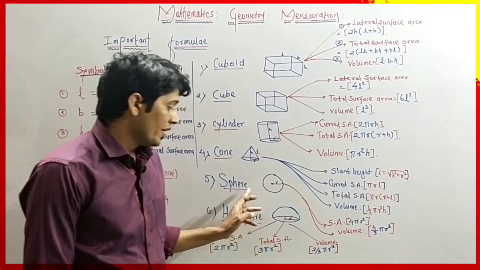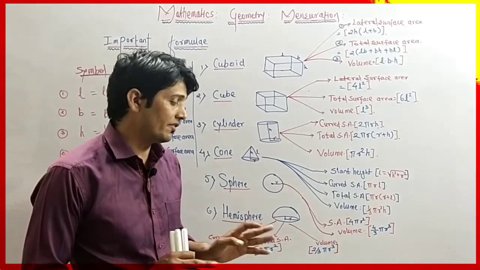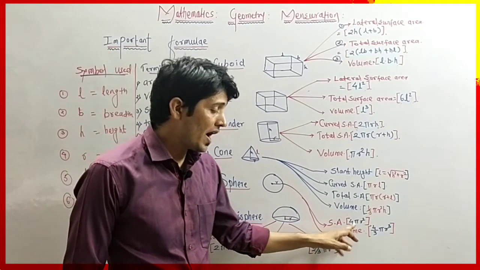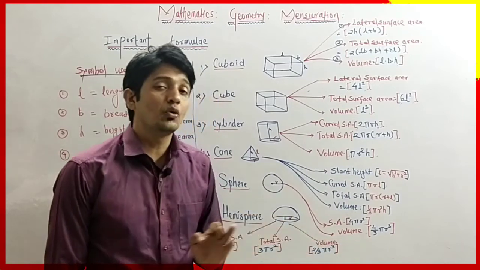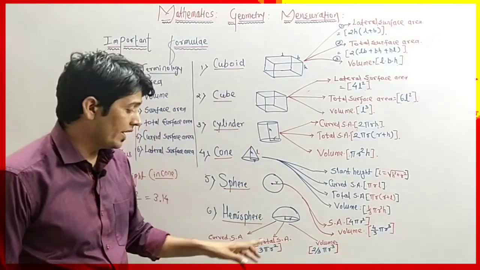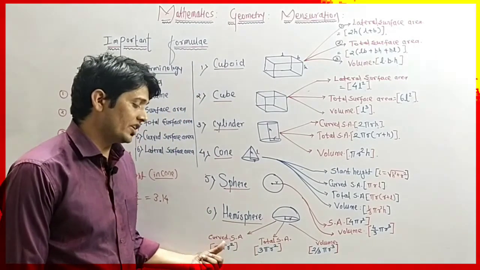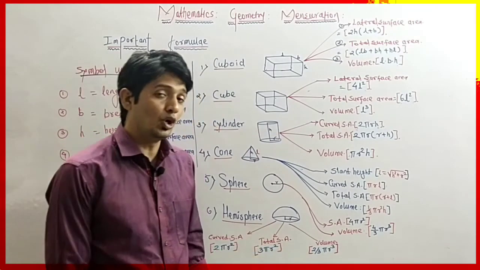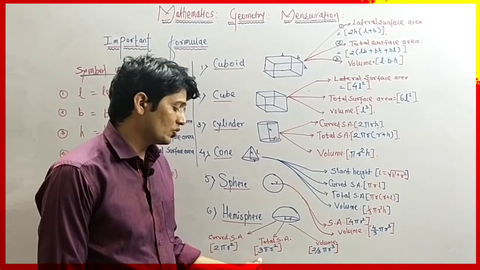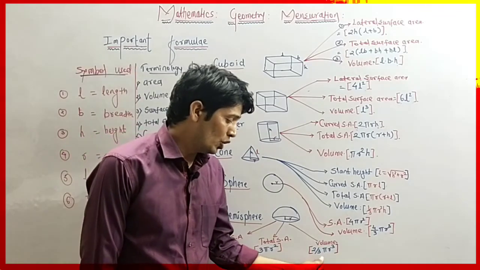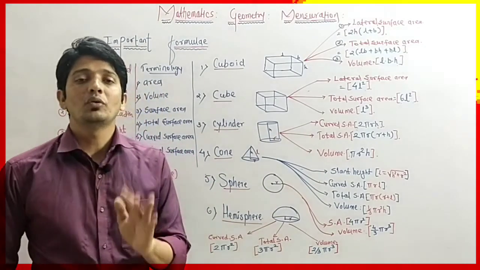Then we have sphere. For sphere we have only two terminologies. One is curved surface area, or total surface area, which is 4 pi R square, and the volume is 4 by 3 pi R cube. Then we have hemisphere. For hemisphere we have three terminologies: curved surface area, total surface area and volume. The curved surface area is 2 pi R square, the total surface area is 3 pi R square, and the volume is 2 by 3 pi R cube. These are all the formulas that you have to remember by heart.